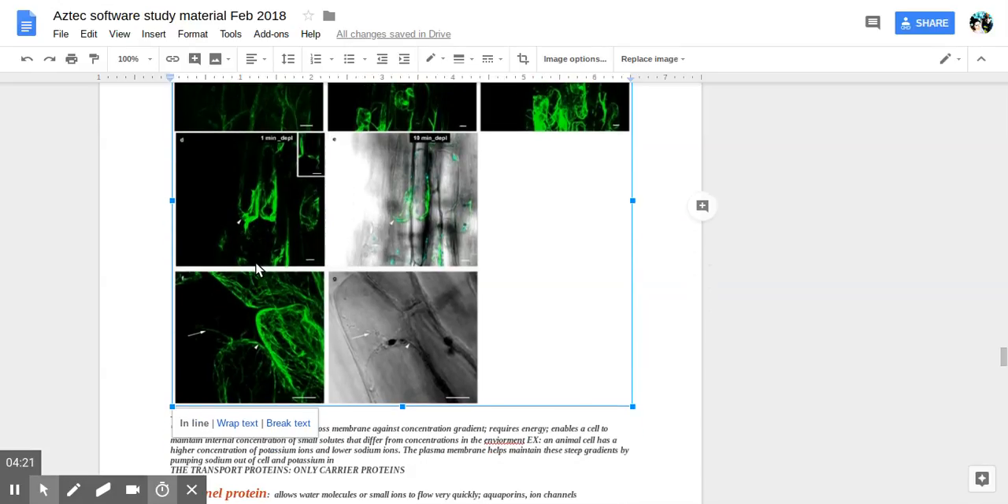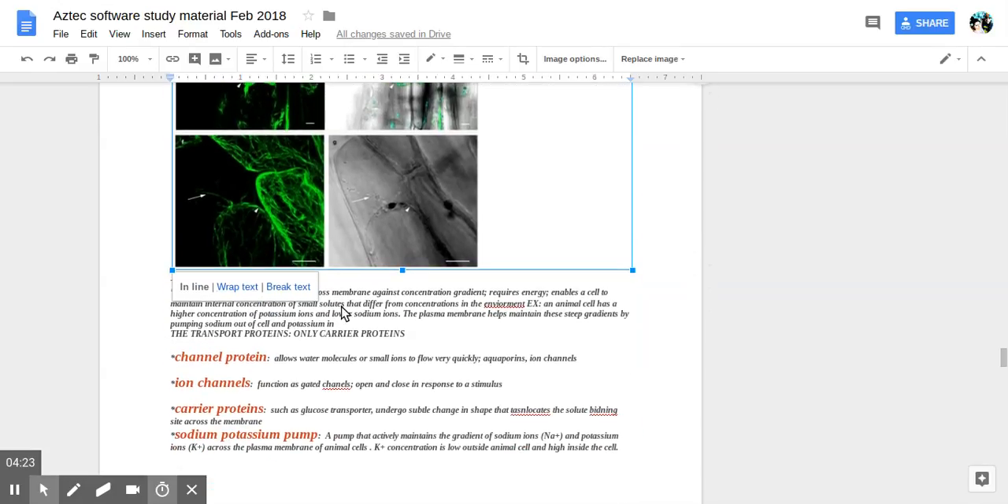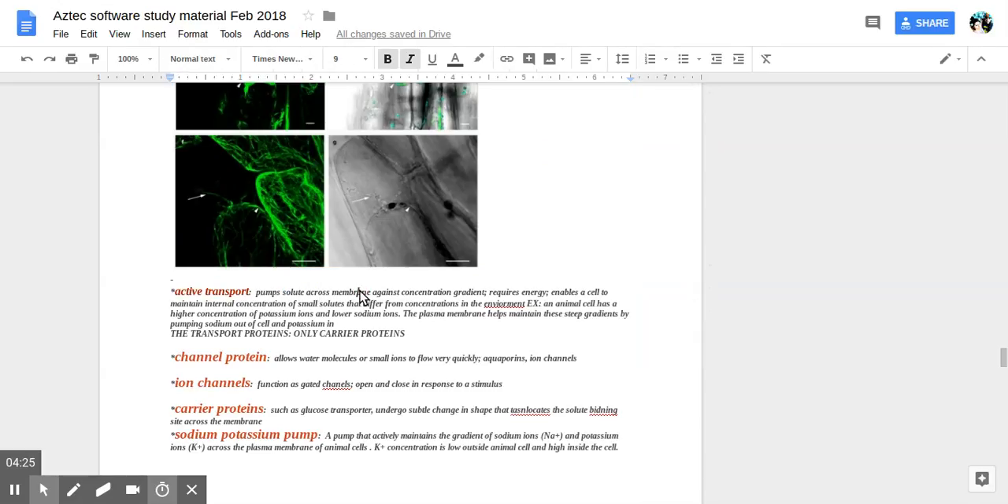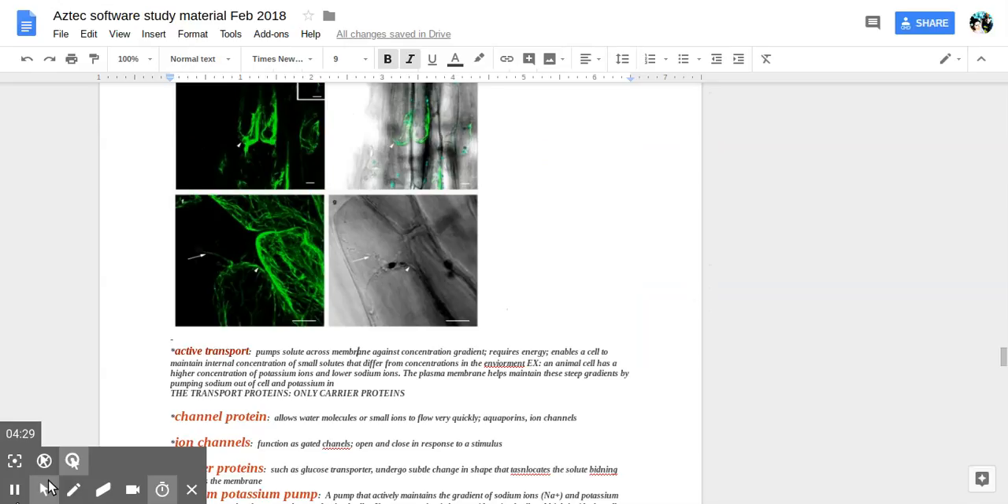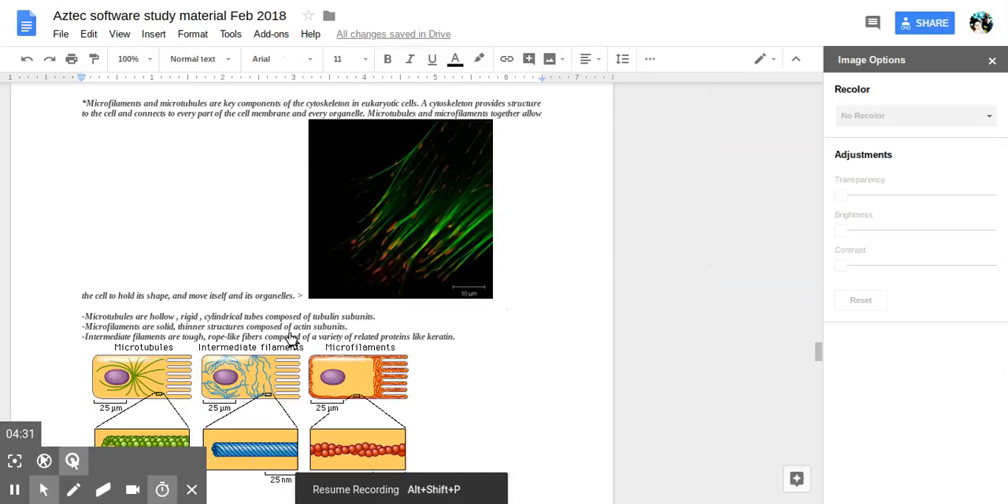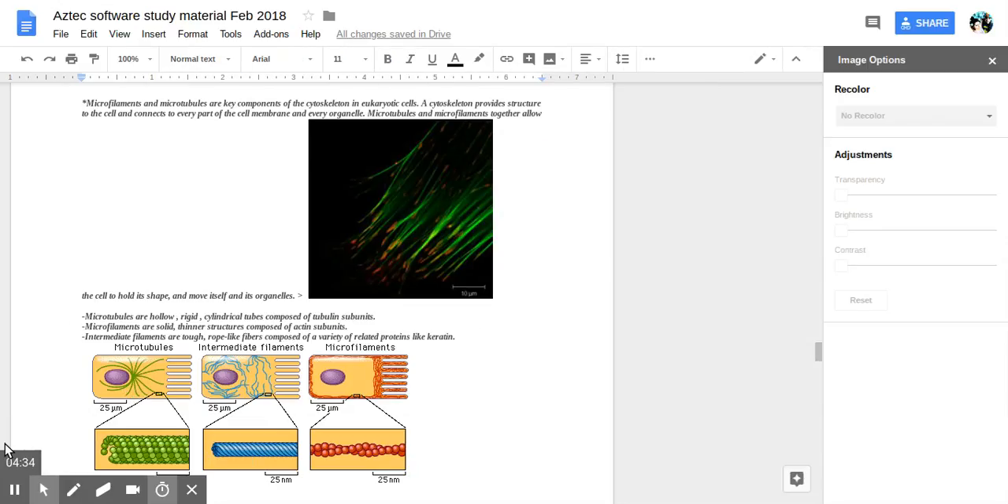So that's the section of that. Okay, so I have a little more detail about the difference between microfilaments and microtubules. Ruben, can you read this for me, please? Thank you.